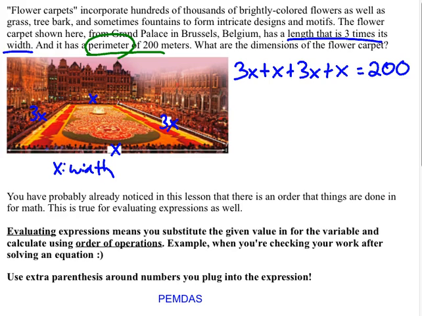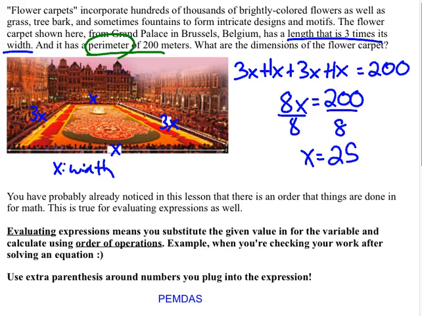Knowing that that equals 200, having this equation, now I can actually solve it for x, like all those equations on the previous 2 slides. 3x plus 1x plus another 3x plus another 1x, so that's going to give us 8x equals 200. And then, of course, divide by 8. x is going to equal 25 meters.